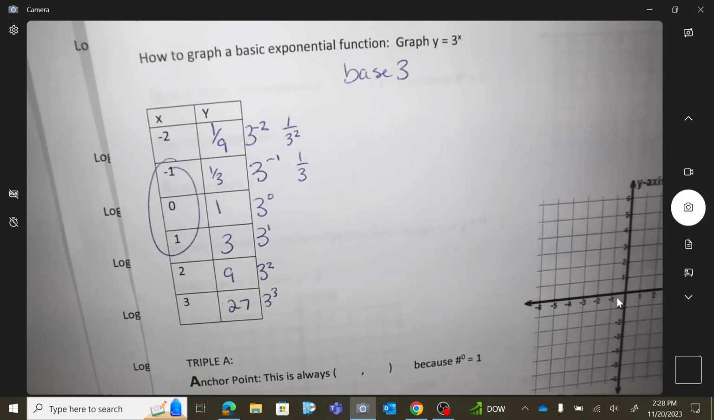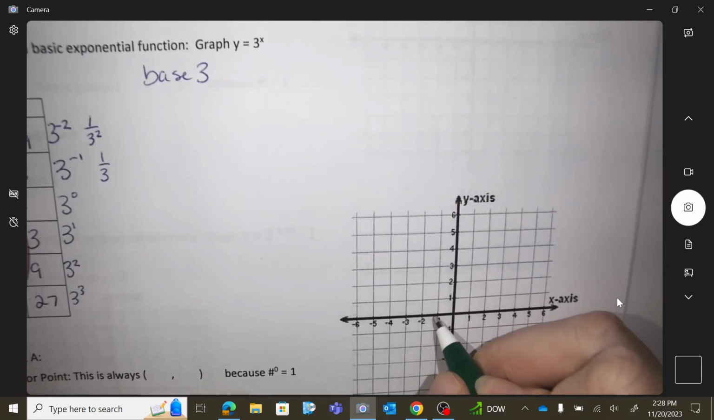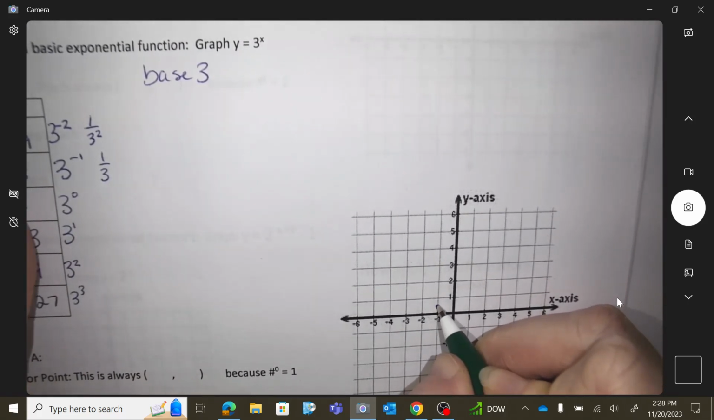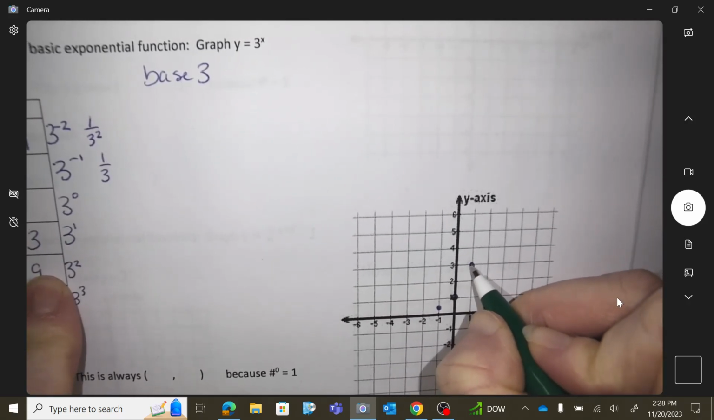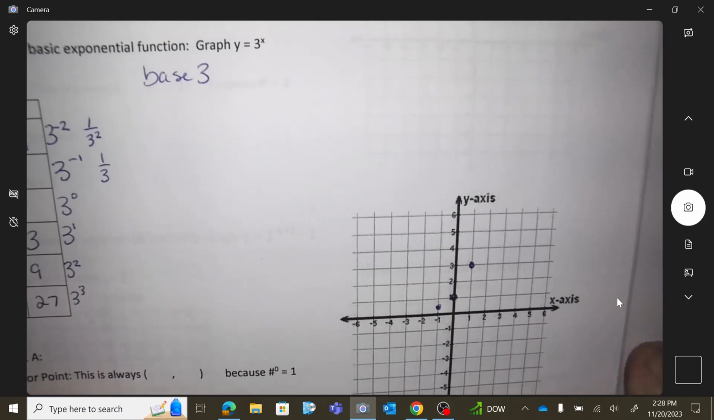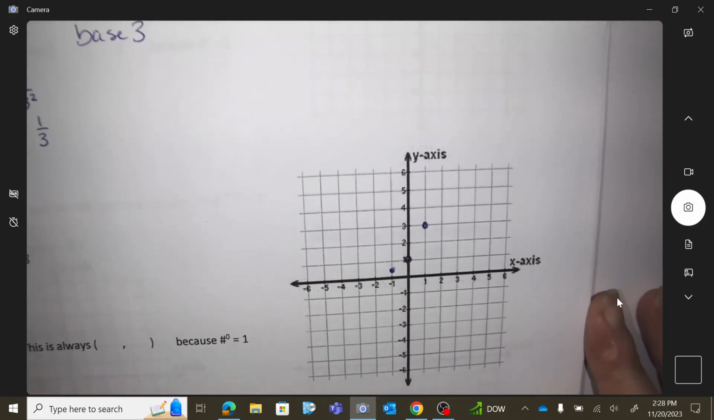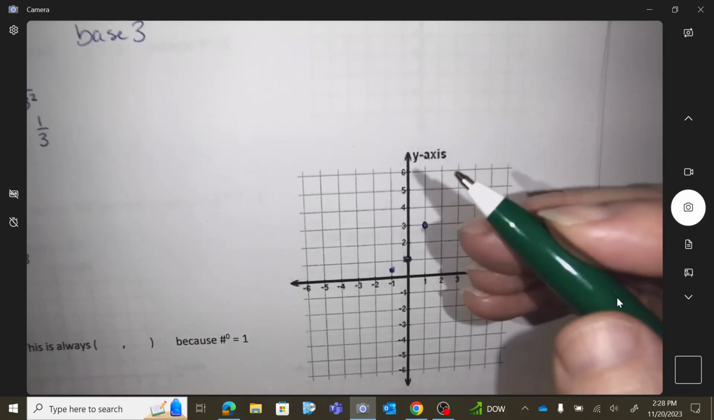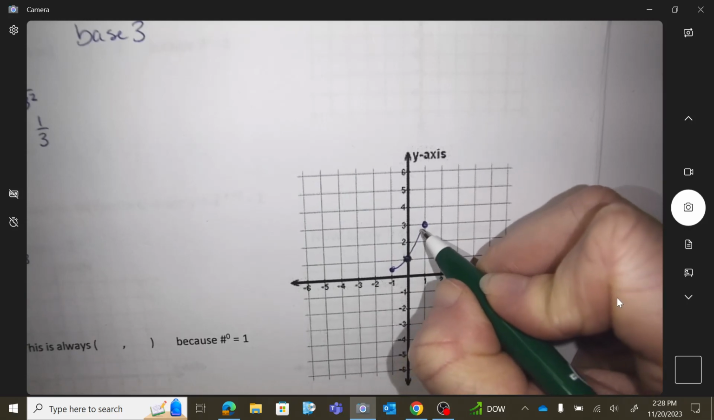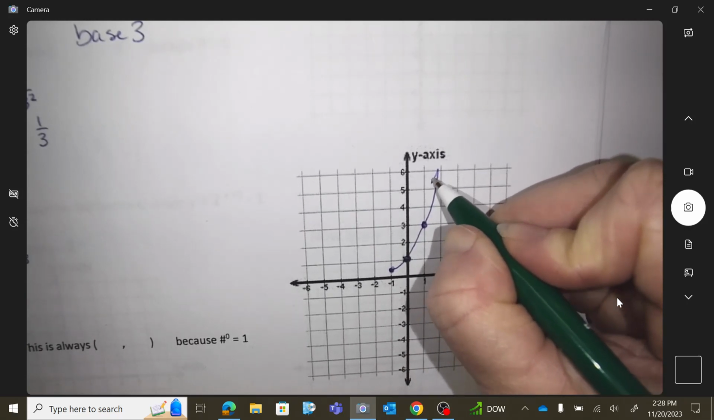Okay, so let's graph negative 1 comma 1/3, 0 comma 1, 1 comma 3, the next would be 2 comma 9, way up there. So what's the pattern going? We're going to be shooting up, up, up, up, up. We're really growing.